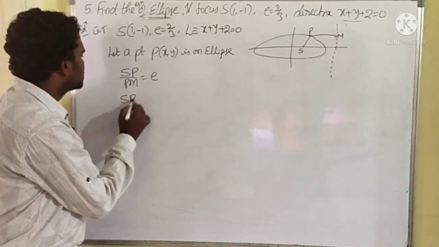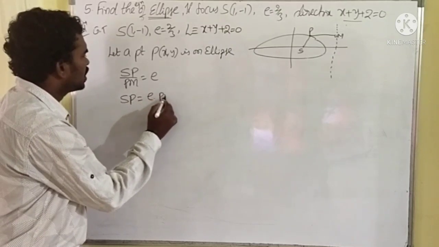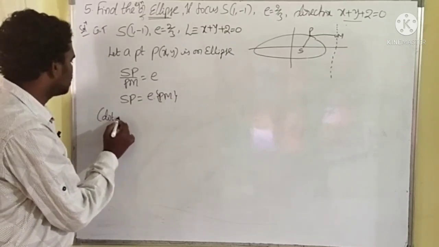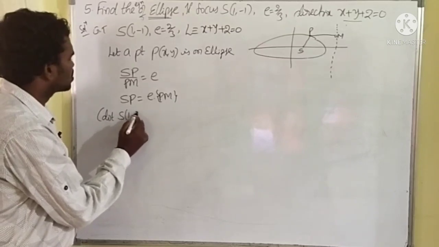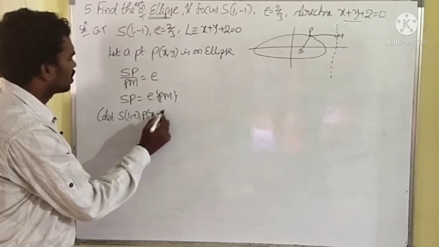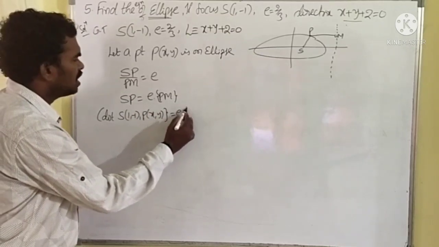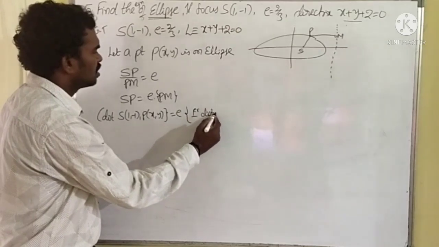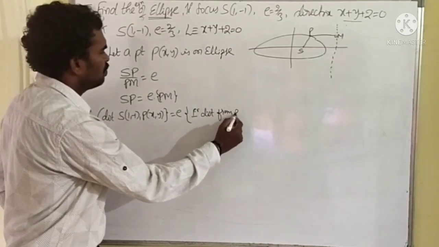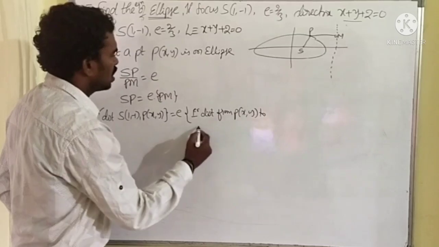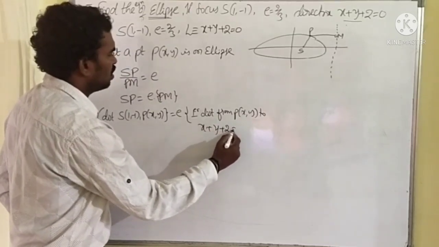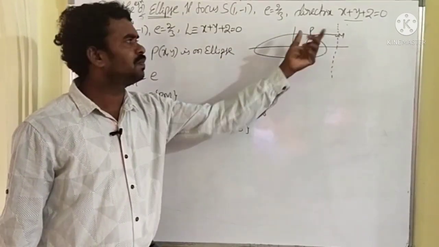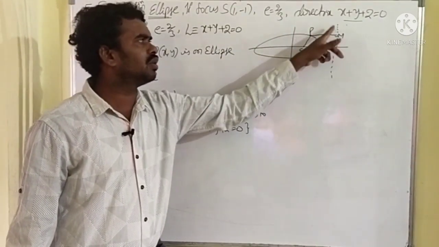What is SP? SP is equal to e into PM. SP means the distance between S(1, -1) and P(x, y). e means e only. PM means the perpendicular distance from P(x, y) to the line x + y + 2 = 0. Is it clear? SP means distance between these 2 points. PM means distance from P to the line.